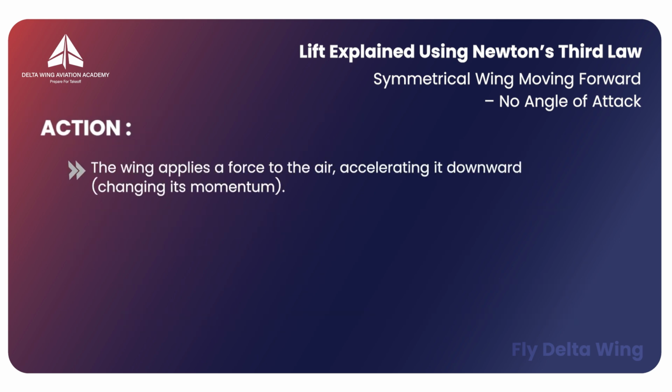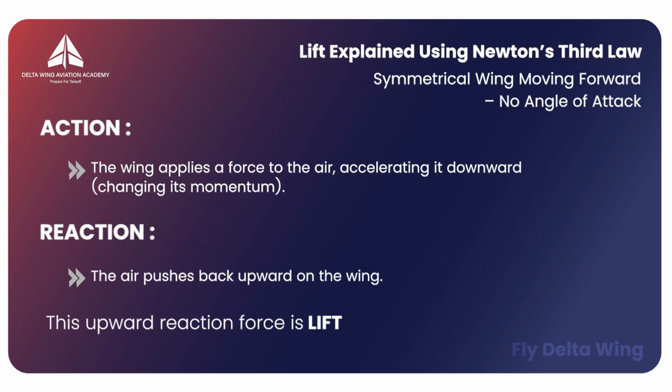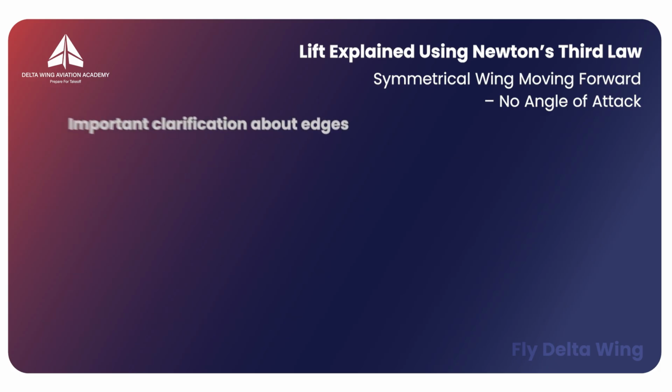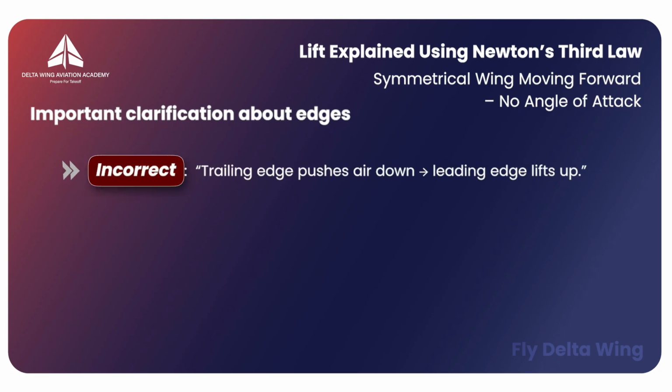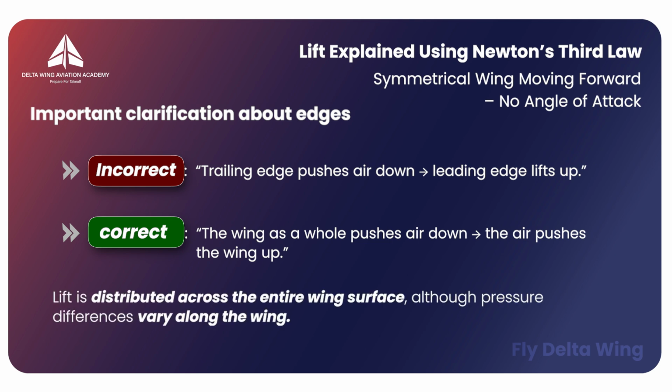That's why we see the downwash. Action: the wing applies a force to the air, accelerating it downward, changing its momentum. Reaction: the air pushes back upward on the wing. This upward reaction force is lift. Important clarification about edges. Incorrect: trailing edge pushes air down, so the leading edge lifts up. Correct: the wing as a whole pushes air down, so the air pushes the wing up. Lift is distributed across the entire wing surface, although pressure differences vary along the wing.